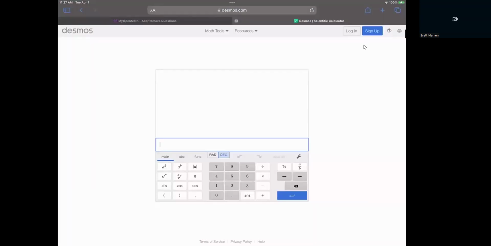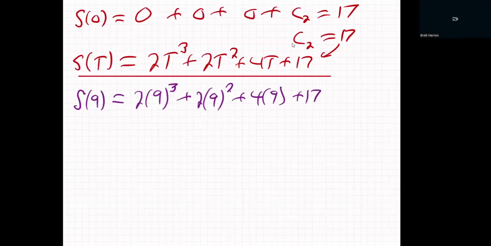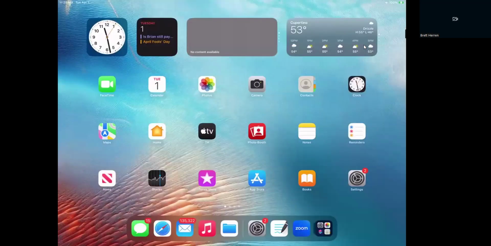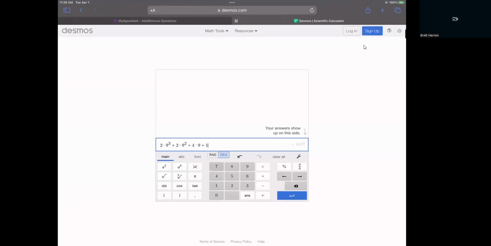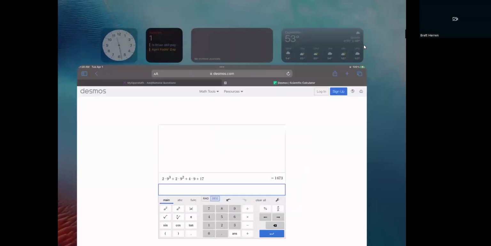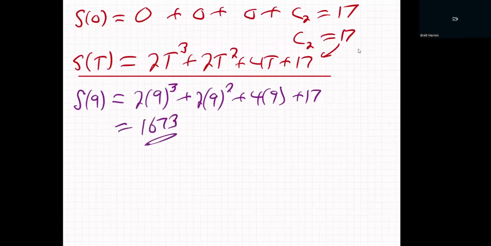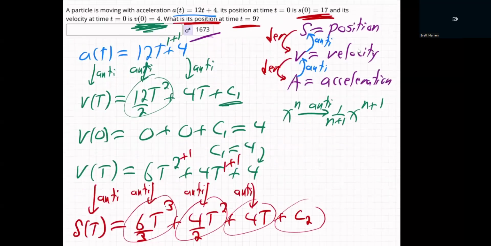We'll go 2 times 9 cubed. 2 to the third. 2 times 9 cubed plus 2 times 9 squared plus 4 times 9 plus 17. There we go. 1673. Hopefully that was the answer. Yes, indeed. So there we go. We walked it backwards.